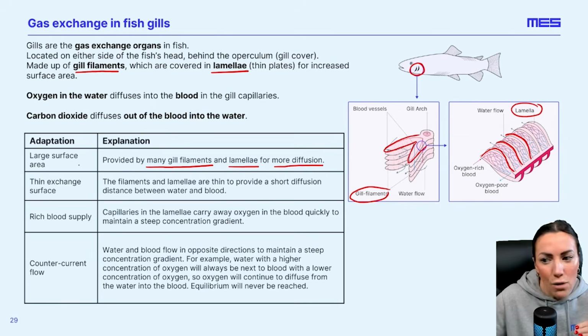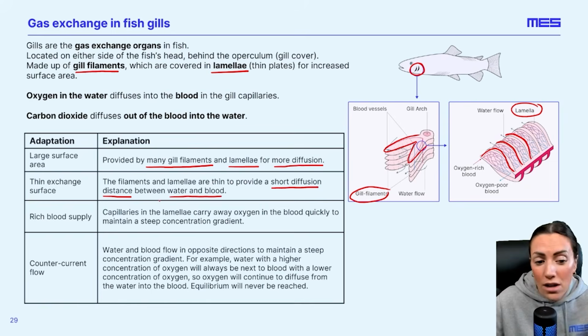Just like the alveoli, we've got another example of a thin exchange surface. The filaments and the lamellae are very thin. So again, we've got a short diffusion distance between the water and the blood vessels. So the oxygen and the carbon dioxide do not have to travel far. It's a short diffusion distance, which speeds up the rate of diffusion.